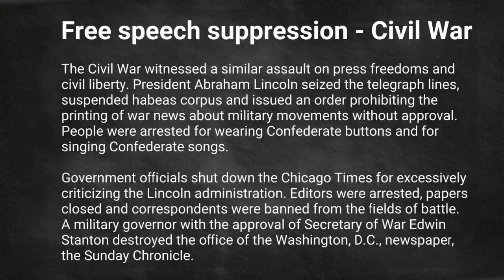People were arrested for wearing Confederate buttons and for singing Confederate songs. Government officials shut down the Chicago Times for excessively criticizing the Lincoln administration. Editors were arrested, papers closed, and correspondents were banned from the fields of battle. A military governor, with the approval of Secretary of War Edwin Stanton, destroyed the office of the Washington, D.C. newspaper, the Sunday Chronicle.